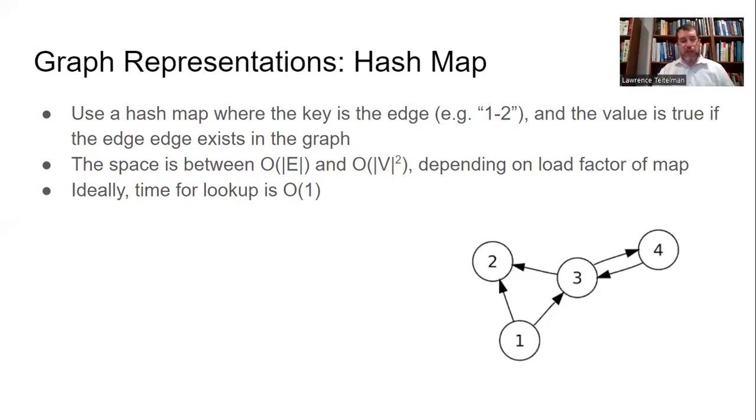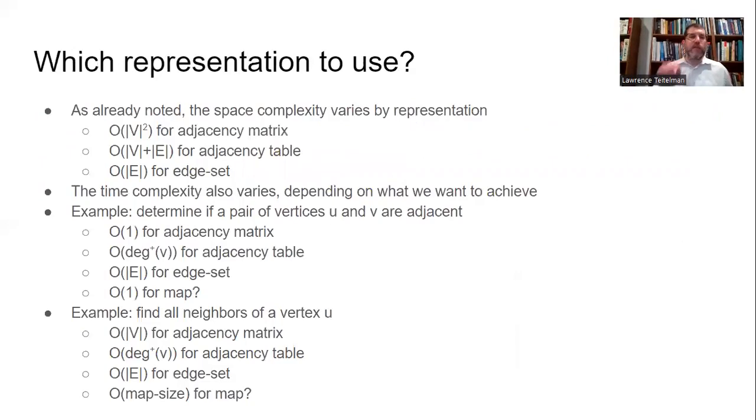So again, to summarize, we have 4 representations that we discussed: adjacency matrix, adjacency table, edge set, and a hash map, which is really like an edge map. It's a hash map of the edges. The 2 that we will use in this course are, we'll often use the adjacency matrix and the adjacency table, not so much the other 2.